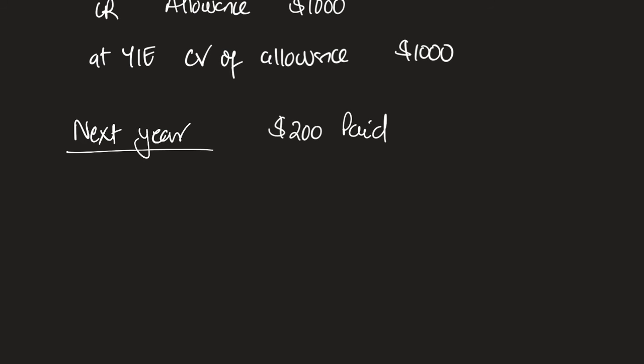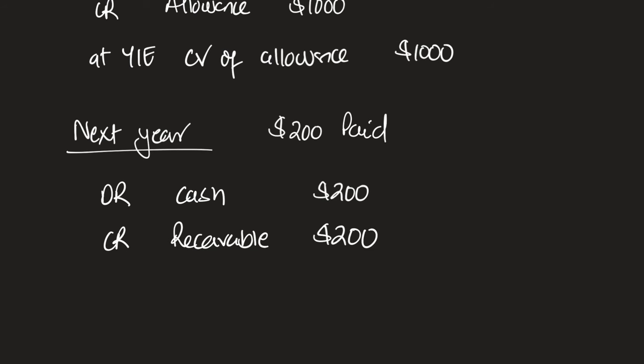So when Mr. Shady pays up, we're going to post the same double entry that we would normally post when any receivable pays us money, and that is to debit cash $200, and you would credit the receivable $200. And in doing so, you are reducing Mr. Shady's balance down to $800.